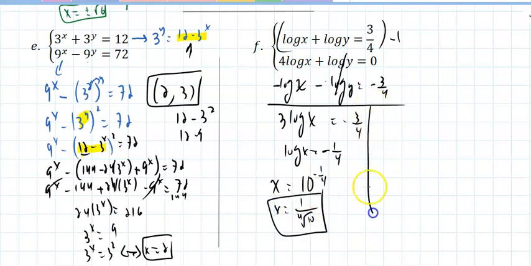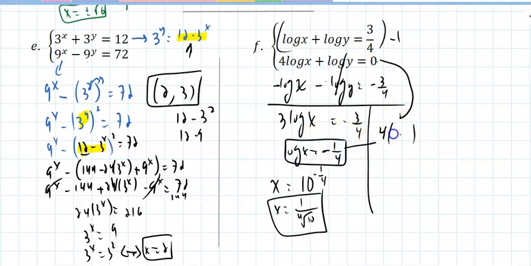And now if I go to either equation, let's say the bottom equation because it has a 0, 4 times the log of x, but the log of x, I could go this far. The log of x was really negative 1/4, plus the log of y, equals 0. Negative 1 plus log of y equals 0. Oh boy.